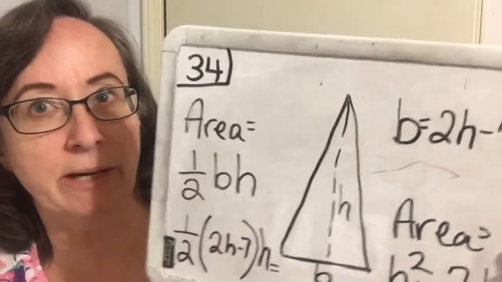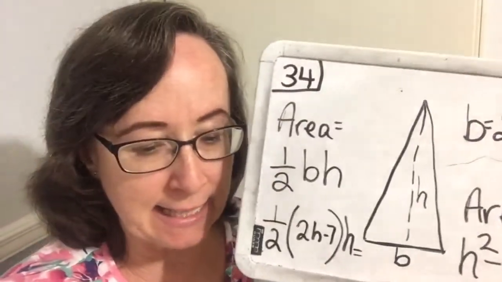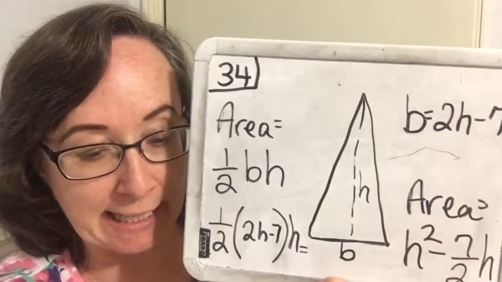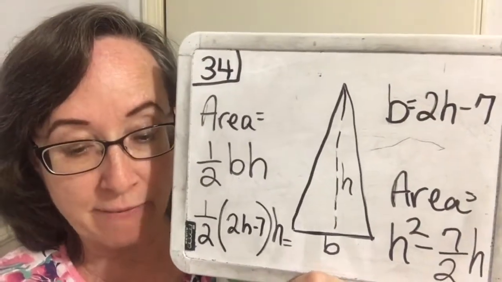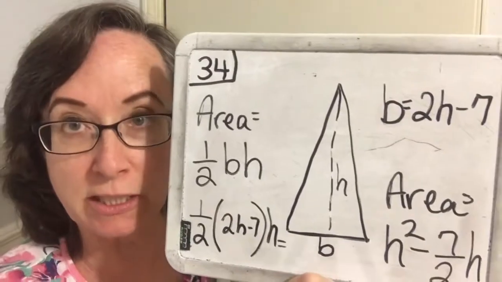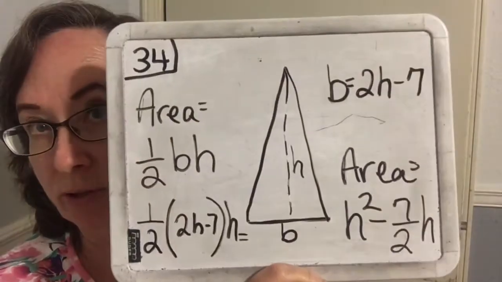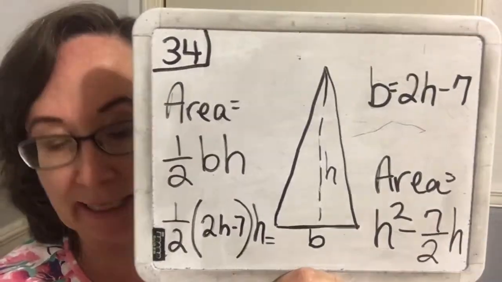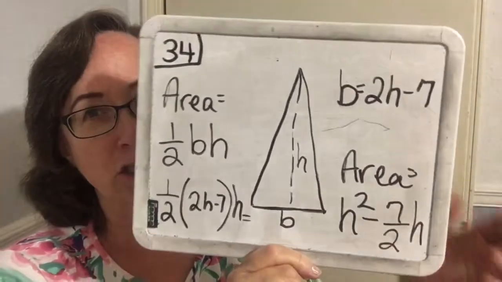All right, so now we're starting some of the word problems. This is number 34, and it says that a seamstress is designing a triangular flag so that the length of the base of the triangle in inches is 7 less than twice the height. So I kind of drew something that in my mind was looking like what they were talking about. Okay, express the area of the flag as a function of h.